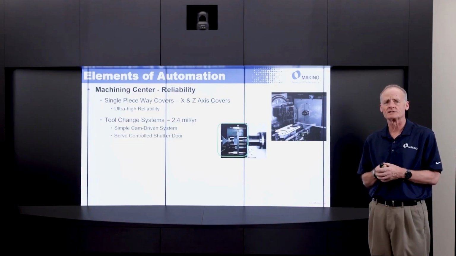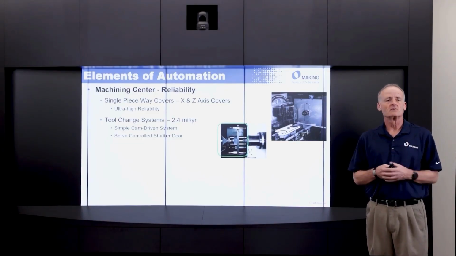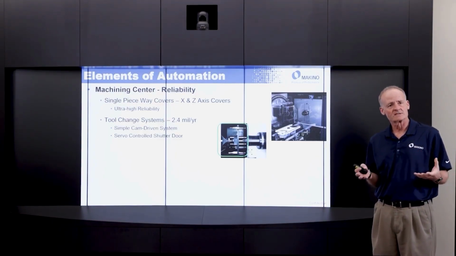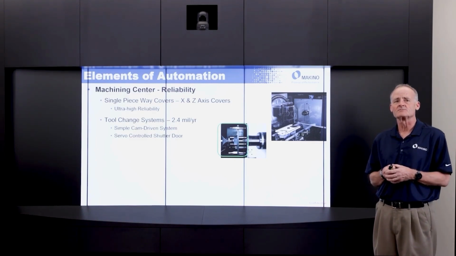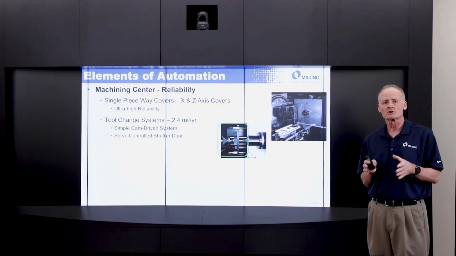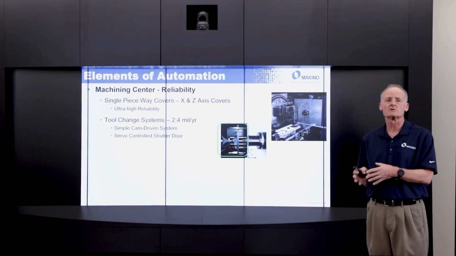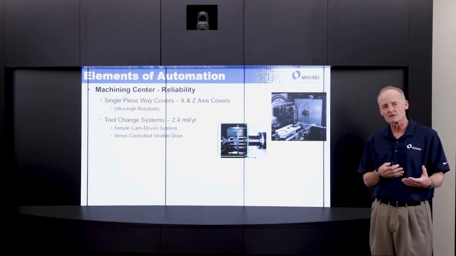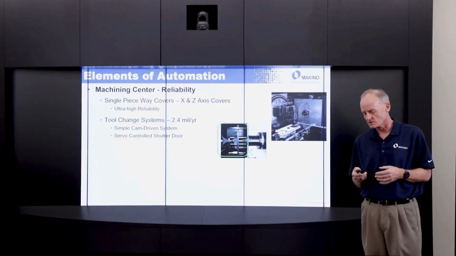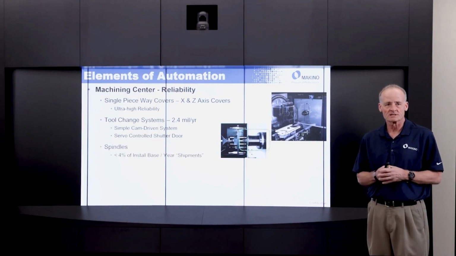The next has to do with the tool chain system. Since you'll be changing tools unattended day after day, 24 hours a day, you want to make sure that mechanism can stand up to the rigors. We design our systems for 2.4 million tool changes per year. It's a simple cam-driven system. One thing to note on our shutter door for access to the tool magazine: we went from a pneumatically controlled shutter door to a servo control, because with the pneumatic we found more issues and more preventive maintenance required. Now we've got a servo controlled shutter door that operates more reliably over the life of the machining center.